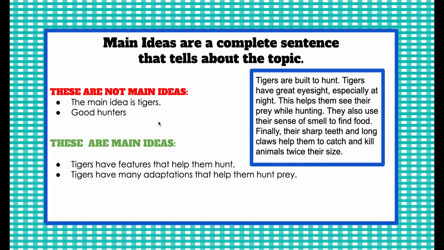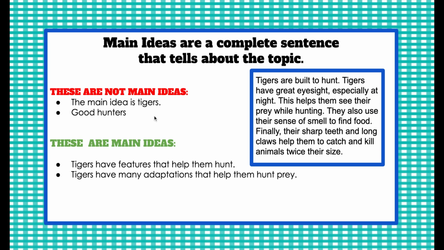Now, these are not main ideas. The main idea is tigers. This isn't a main idea, even though it's a complete sentence, because the only information you're giving me is the topic, tigers. I need to know what about tigers, and this doesn't tell me what I learn about tigers. The second one, good hunters, that's not a main idea because it's not a complete sentence.